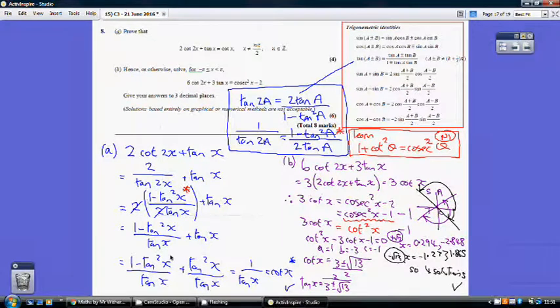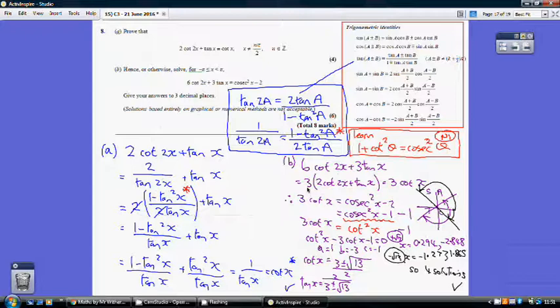Now the 2s then cancel, and then really we've just got to get a common denominator. So at this point we choose to multiply the second term top and bottom by tan x. That allows us to then add our numerators, so we just get a simple 1 on top, 1 over tan x, which is cot x, as required. Now for part B, let's start off on the left hand side. So we've got 6 cot 2x plus 3 tan x.